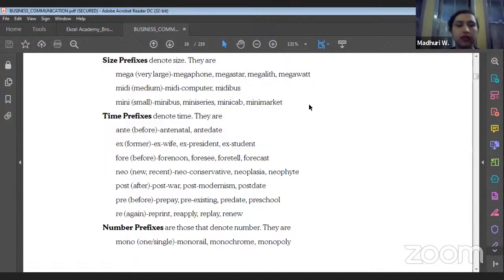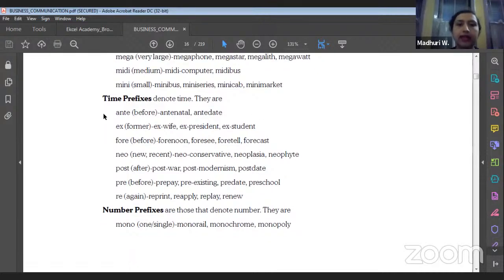Mini series. Then you have also time-based prefixes, like ante is before, ex is former, ex-president, ex-student, ex-wife. Okay, so you have neo, which is new or recent, neo-conservative, post is after, post-war, post-modernism, etc.